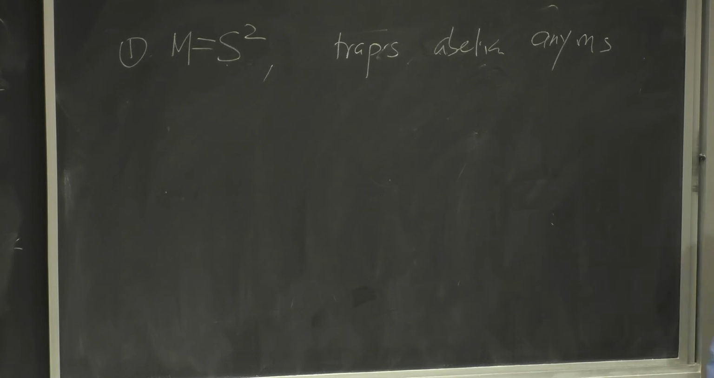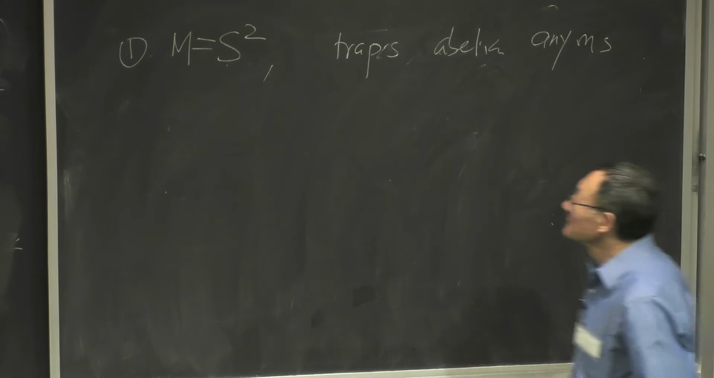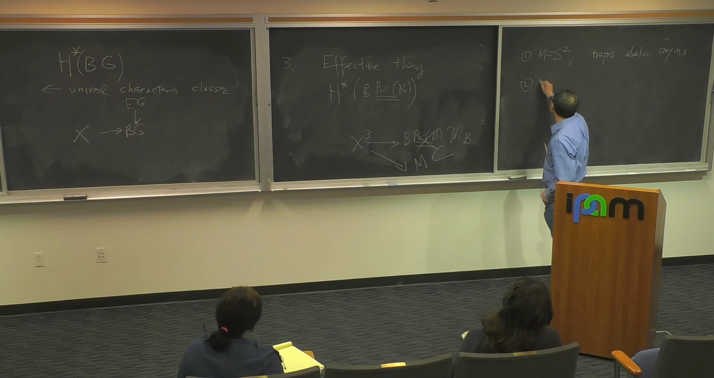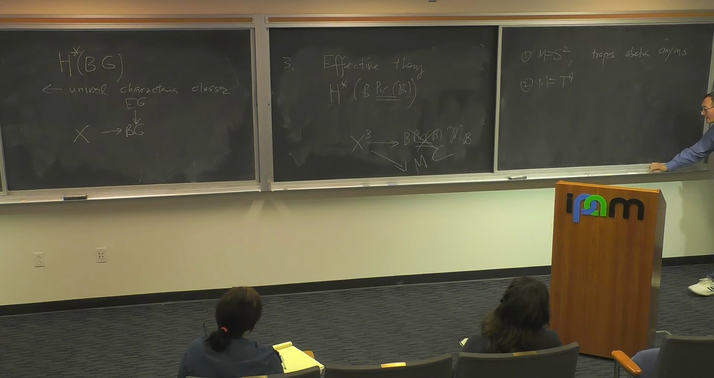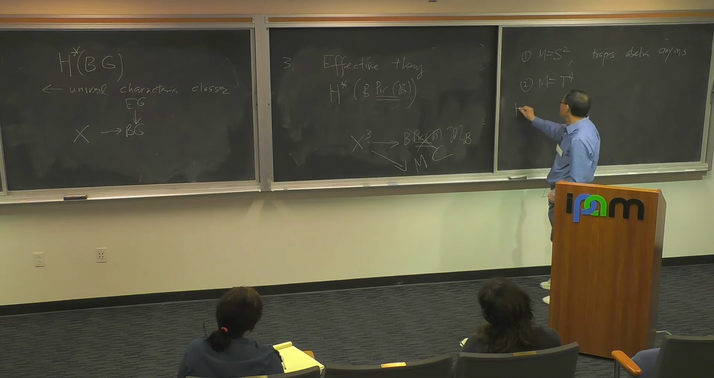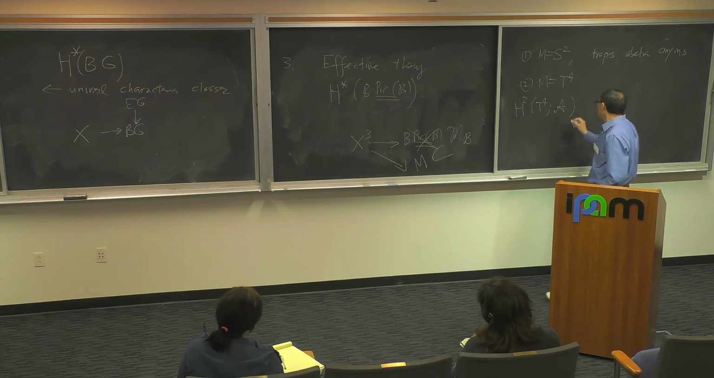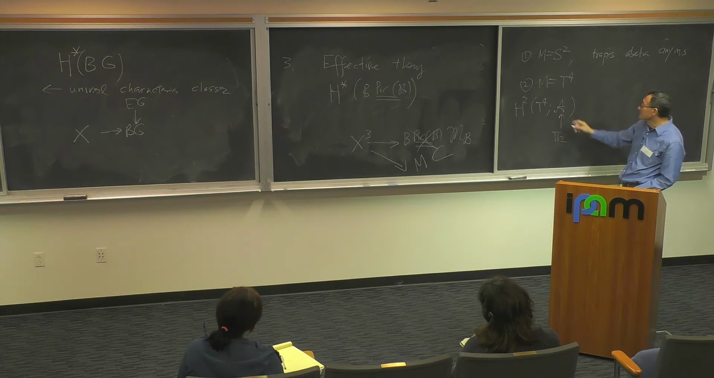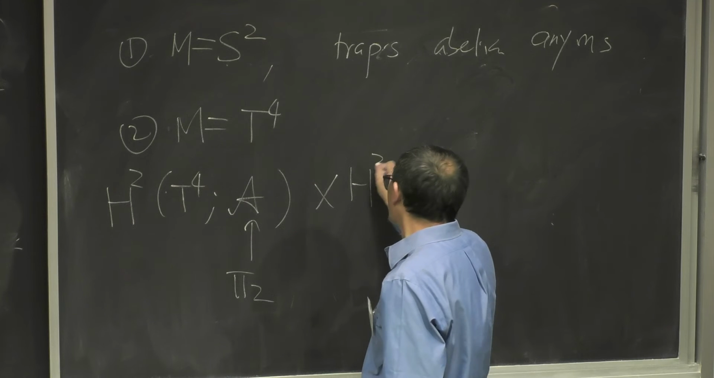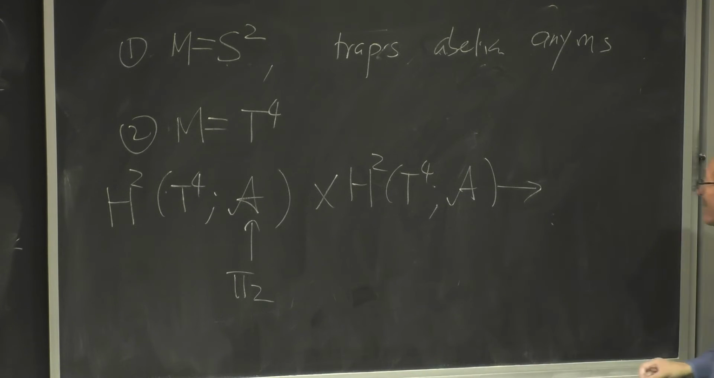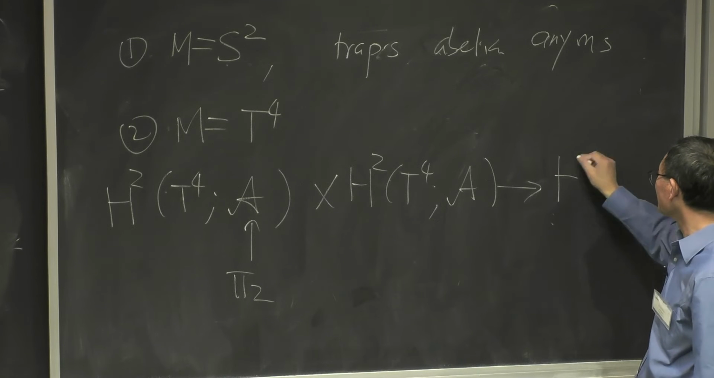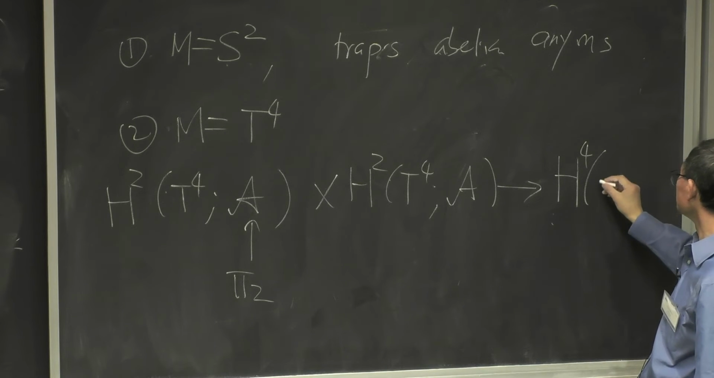In space-time, I will define M to be the full torus. And then I have H^2 of the full torus. This is pi 2, the abelian anyons in B. And in topology, to define the cup product, you first do this.